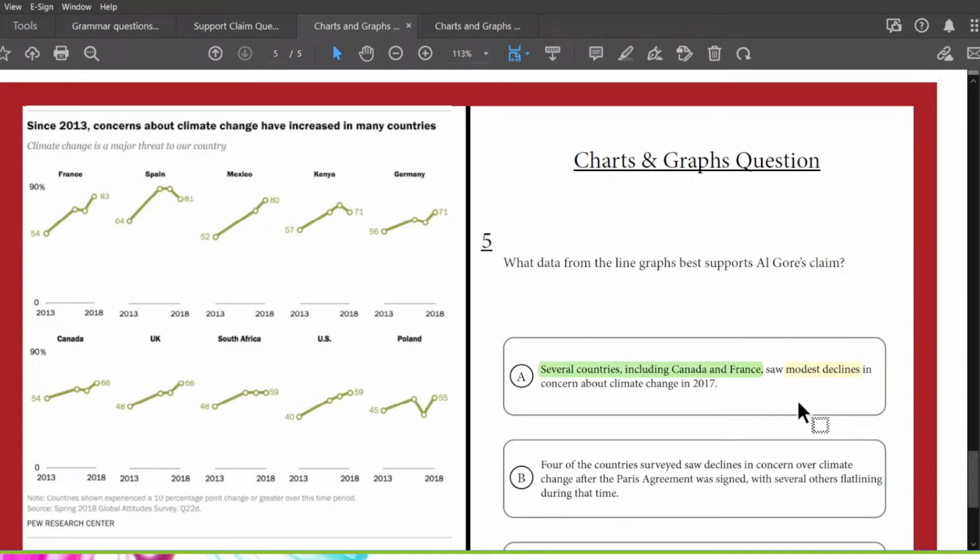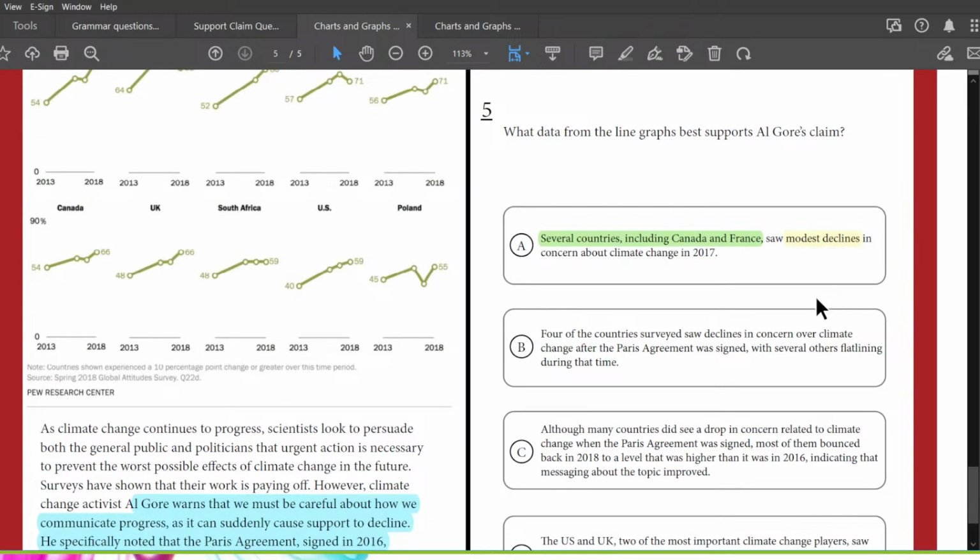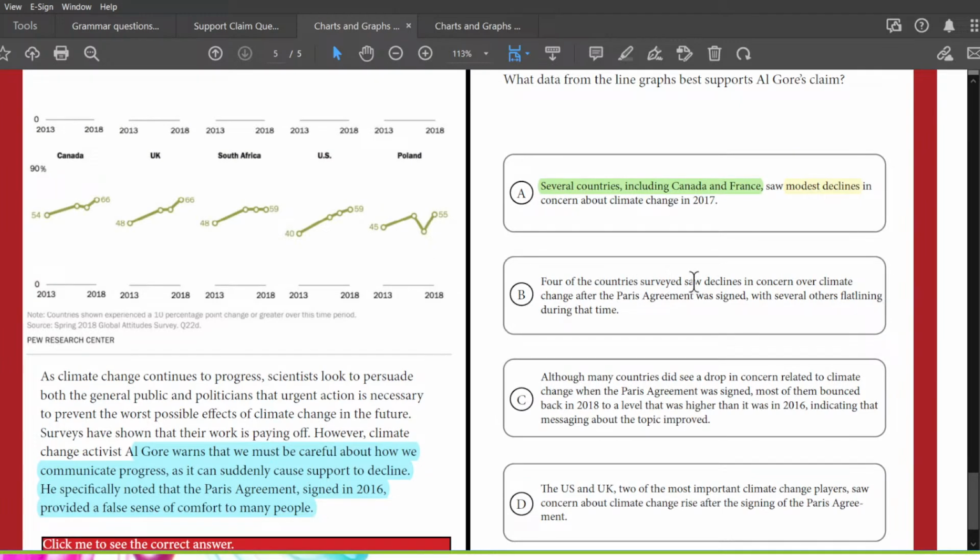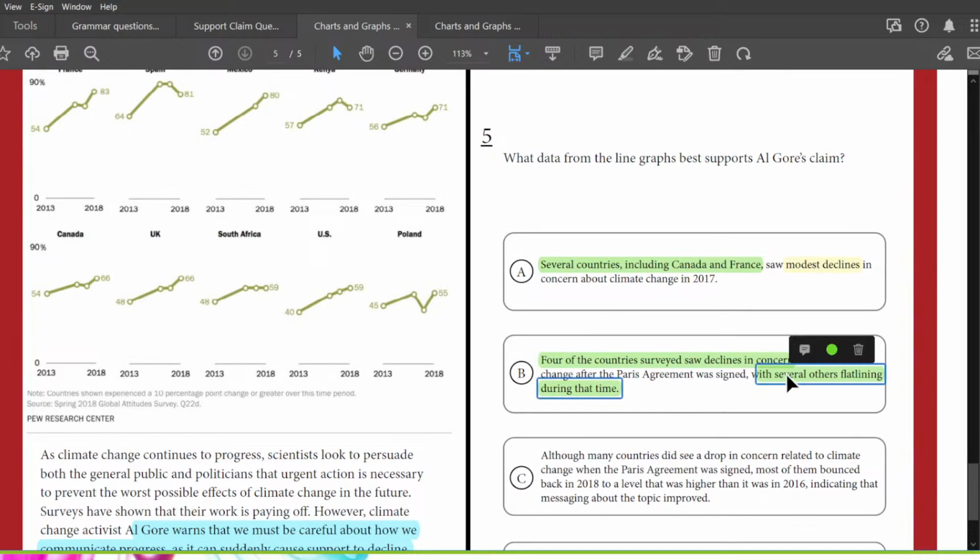Again, this is one of those where I like it, but I'm also wondering, is it the best choice? When I look at this, and this might be a good place to pause and take a quick look at the data, I also see there are some bigger declines in some other cases. So maybe I should be looking for a better answer that has something else. I'm not sold on this answer. Four of the countries surveyed saw declines in concern. So that's more than the previous, because the previous only cited two. And others flatlined during that. Okay, so this is also kind of useful. If they're going flat, that could be a problem too.